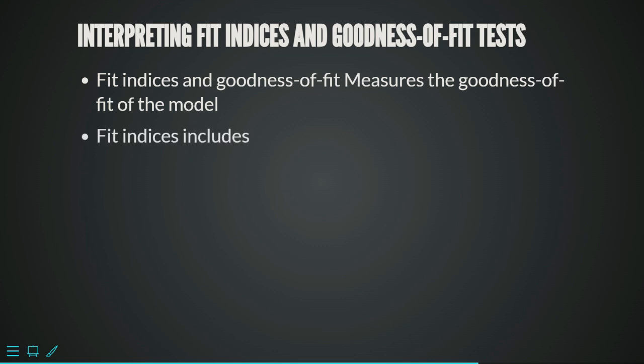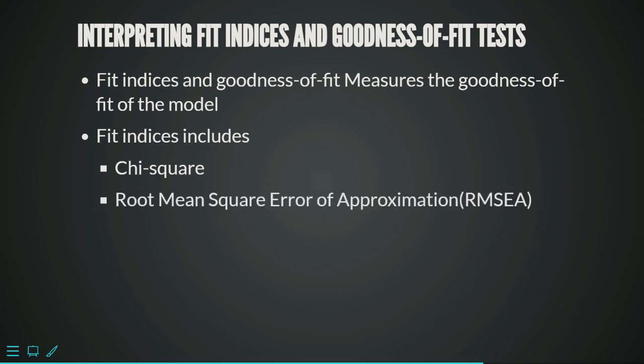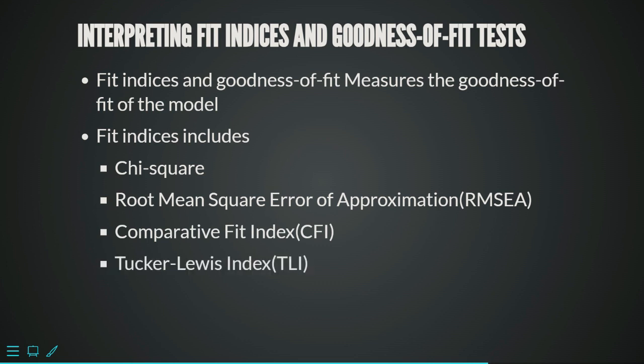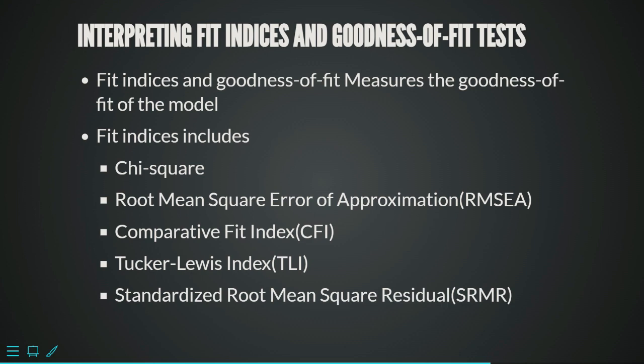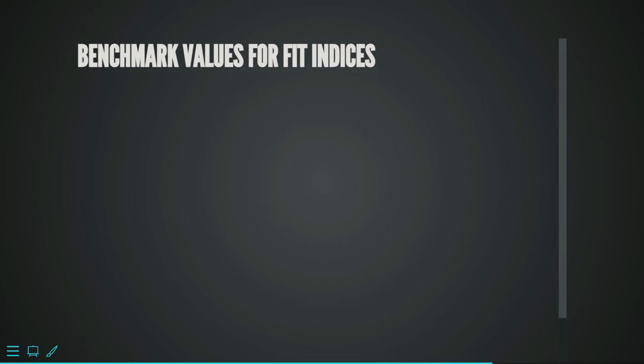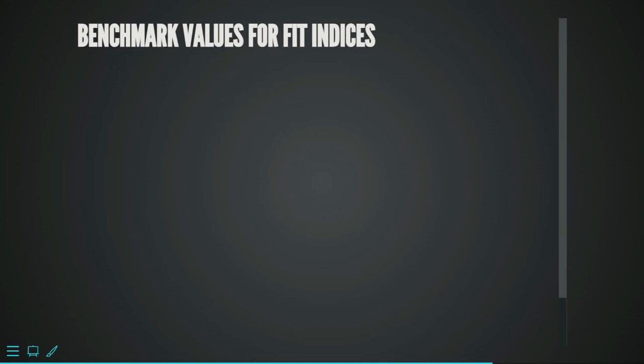And these fit indices include chi-square. You can use chi-square to check if your SEM model is a good fit. We have the root mean square error of approximation, RMSEA. We also have the comparative fit index, CFI, and the Tucker-Lewis index, TLI. We have the standardized root mean square residual, SRMR. So these are metrics which you can use to see how good your model fit is.